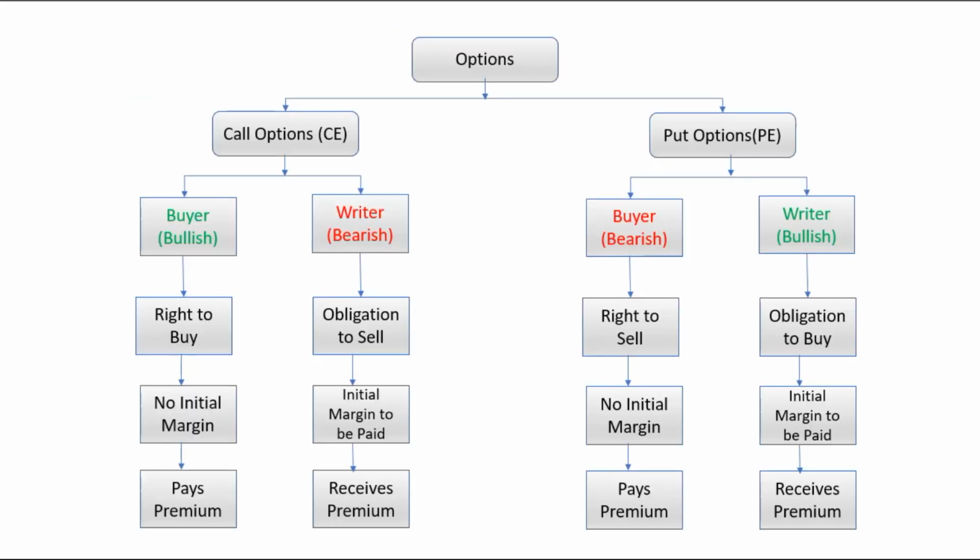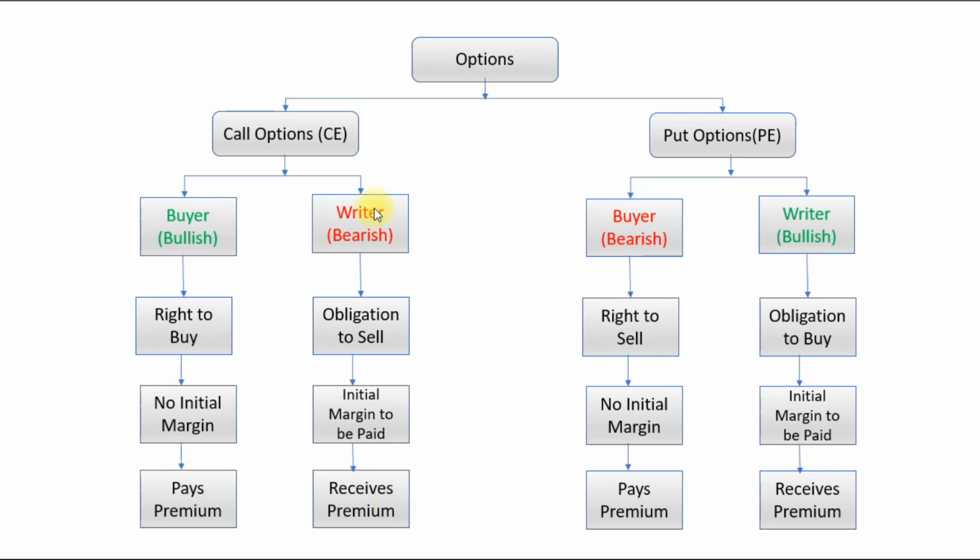Options from the buyer's and seller's perspective. If our view is bullish, we will buy the call option. We have the right to buy and no initial margin is required; we will pay the premium. At the same time, if our view is bearish, we will sell the call. That is, we call it writing. We have the obligation to sell. We will pay the initial margin and we will receive the premium.